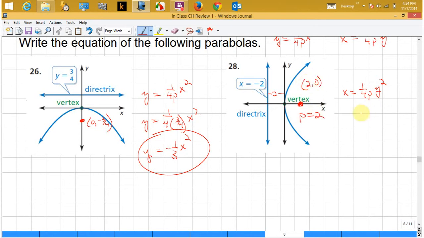So let's go ahead and substitute that into this equation. x is equal to 1 all over 4. Now p is 2, so let's put the 2 there. y squared, so x is equal to 1 over 8 times y squared.